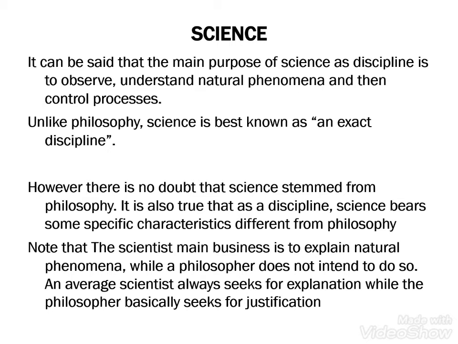Science. It can be said that the main purpose of science as a discipline is to observe, understand natural phenomena, and then control processes. Unlike philosophy, science is best known as an exact discipline. However, there is no doubt that science stemmed from philosophy. It is also true that as a discipline, science bears some specific characteristic difference from philosophy. Note that the scientist's main business is to explain natural phenomena, while a philosopher does not intend to do so. An average scientist always seeks explanation, while the philosopher basically seeks justification.